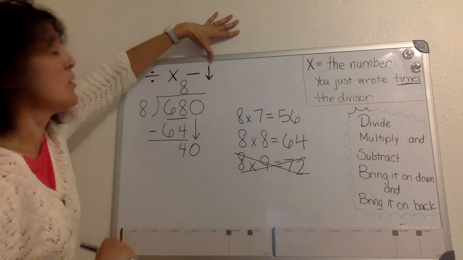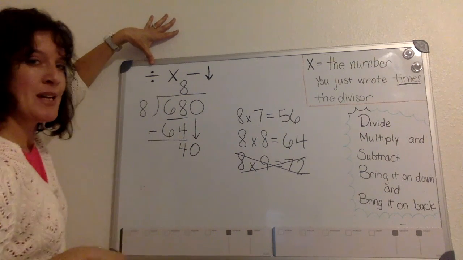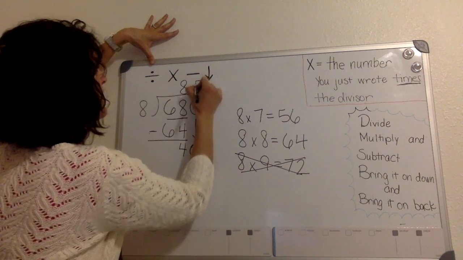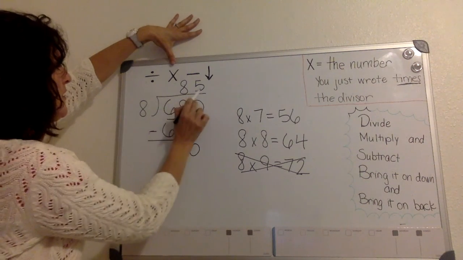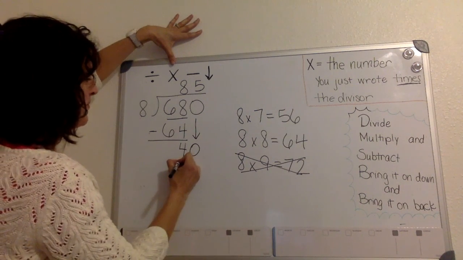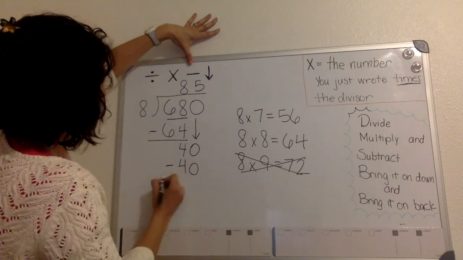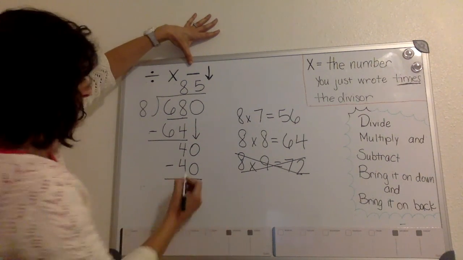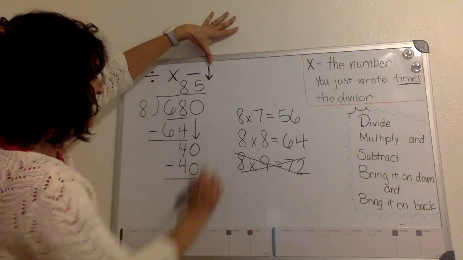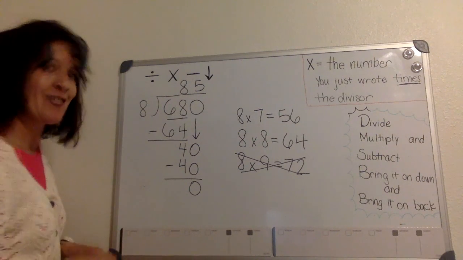Because I brought it down, I'm going to bring it on back. 40 divided by 8. 8 times what is 40? 40 divided by 8 is 5. Multiply. The number I just wrote times my divisor. 5 times 8 is 40. Subtract. 40 minus 40 is 0. Bring it down. Nothing else. My remainder is 0. My quotient is 85. Great job.